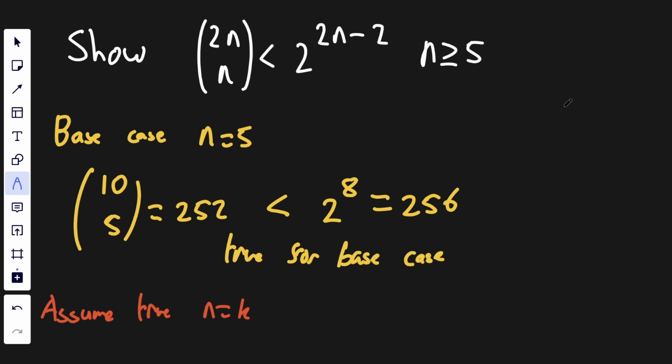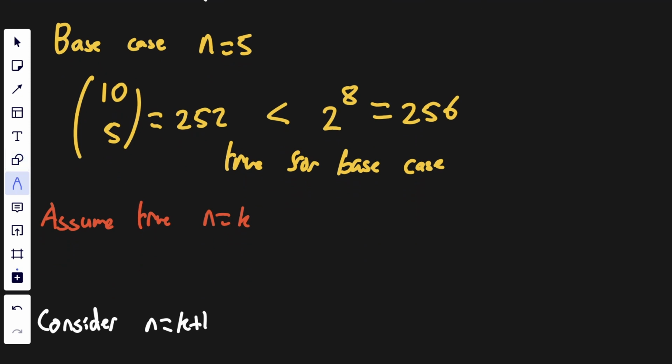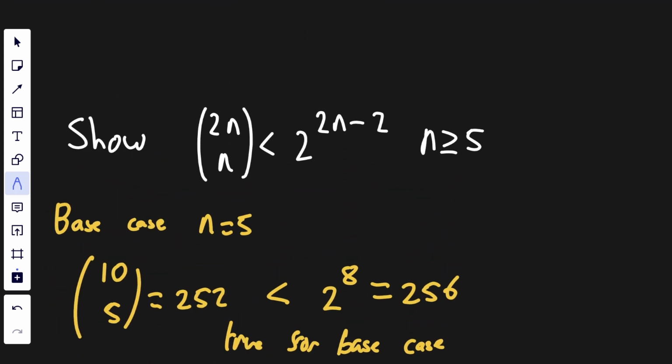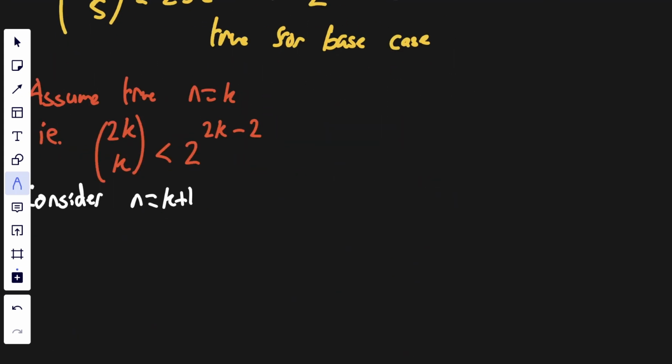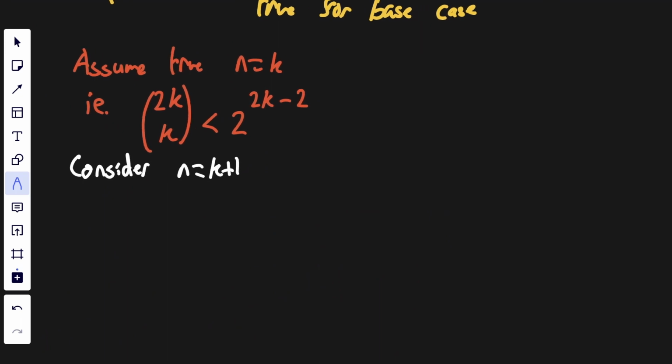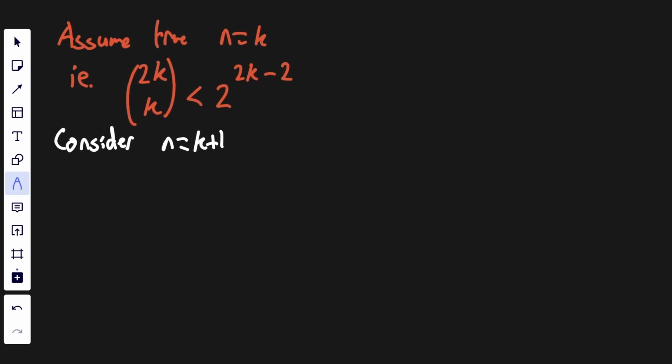Okay, nice. Now we're going to assume that it's true for k, i.e. 2k choose k is less than 2 to the 2k minus 2. So just replacing n with k in here. Next, consider n equals k plus 1. So we're going to start with the choose function side. So we have 2k plus 2 choose k plus 1.